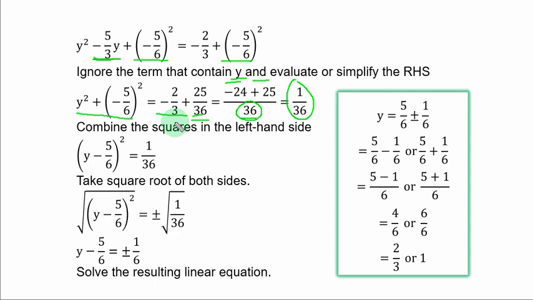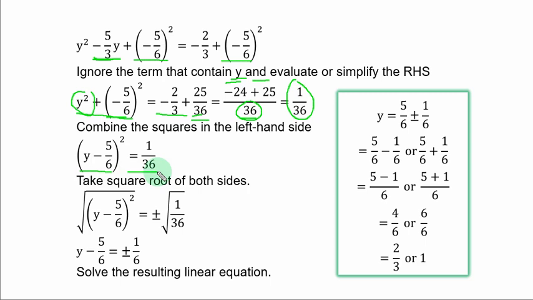Next step is to combine the squares in the left hand side. You combine y squared and this term. This step is like factorizing and adding the power of 2. When you do that, you have y minus 5 over 6 all squared equal to 1 over 36.